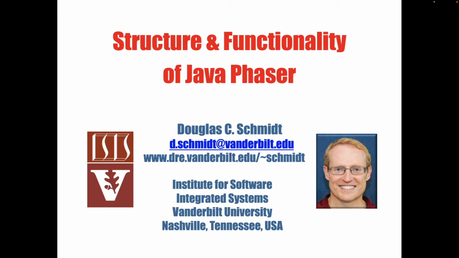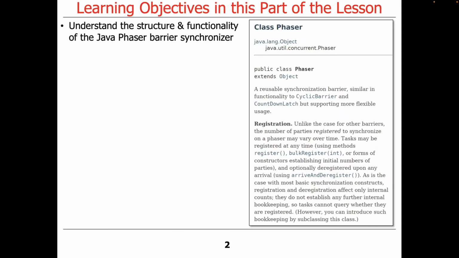So now that we've talked about CountDownLatch and CyclicBarrier, it's time to turn our attention to the third and final form of Java barrier synchronizer. Of course, there are other barrier synchronizers in Java, like you can spawn threads and then wait for them to finish with thread join. That's a simple version of a barrier synchronizer. But when we think about classes that are intentionally designed as barrier synchronizers, it's CountDownLatch, CyclicBarrier, and Phaser. So that's what we're going to talk about here.